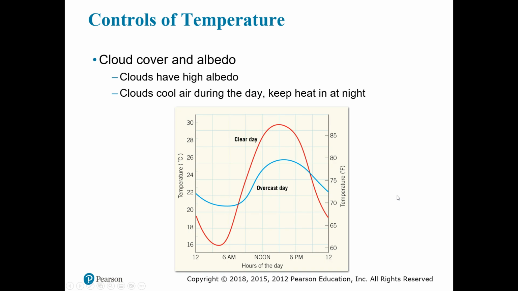Cloud cover also makes a difference. Remember, clouds have what's called a high albedo, or reflectivity, so a lot of the sun's energy is reflected back into space. Clouds have the effect of cooling the air during the day, but cloudiness will also trap heat in at night. If you've ever been in a desert location, sometimes it's super hot during the day, but then the temperatures just plummet at night because there are no clouds. So all of that heat that had accumulated during the day really easily escapes from the pavement and surfaces at night.